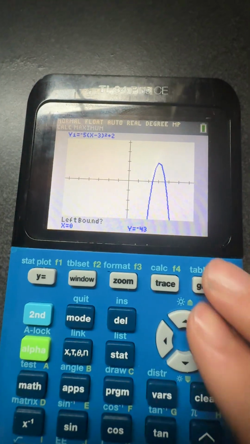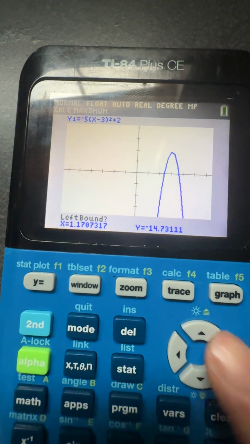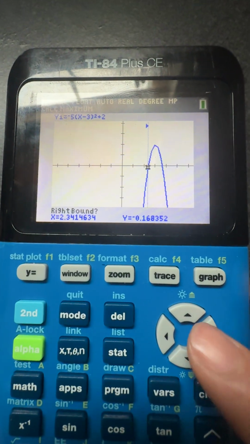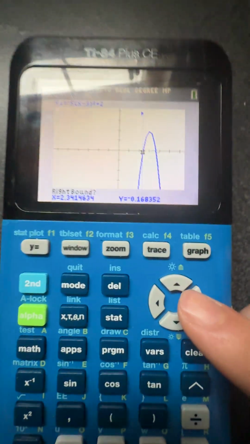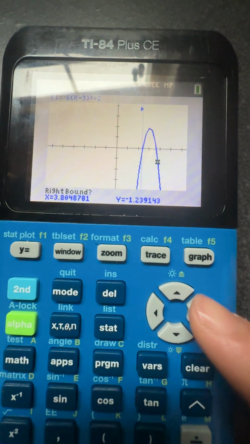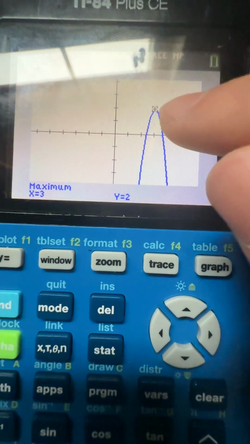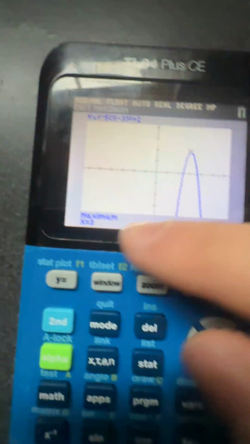So we're going to hit 4 and left bound, as you see, left bound. So we're going to find our little cursor, hit left bound, and then hit enter to set it. And then you go to the other side and hit enter again, and then hit enter one more time, and then bam, you got your max point. And it'll tell you there.